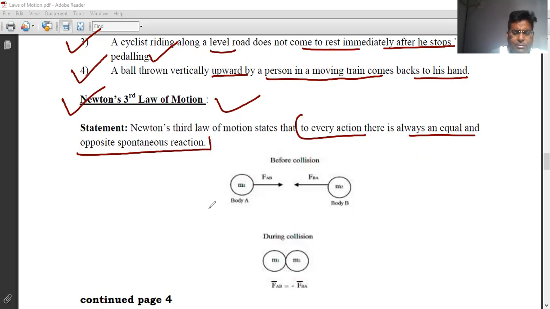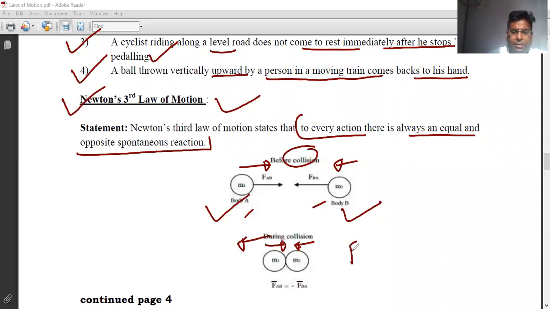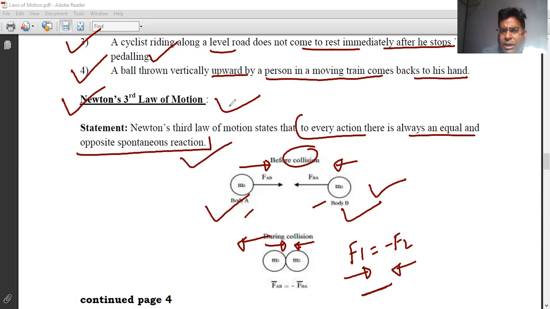Okay. Suppose this is mass 1 and this is mass 2. They are moving in opposite directions. Before collision, it will look like this. And during collision, they will collide with each other. So this will impart a force on that object and that will impart the same force in this direction. So they will be opposite in direction. So this is moving in this direction and that one in that direction. You can see on the diagram also their directions are opposite. So to every action there is an equal and opposite reaction. That is called Newton's third law of motion.